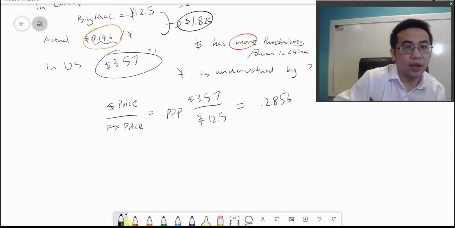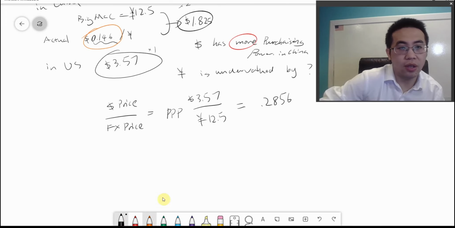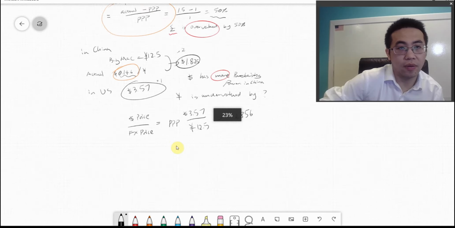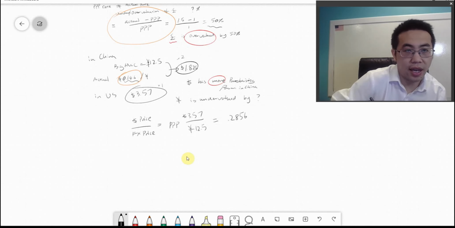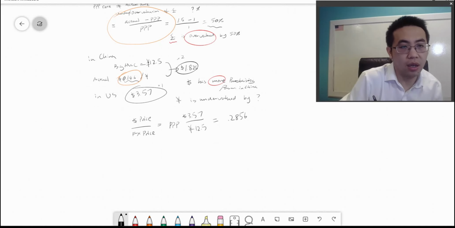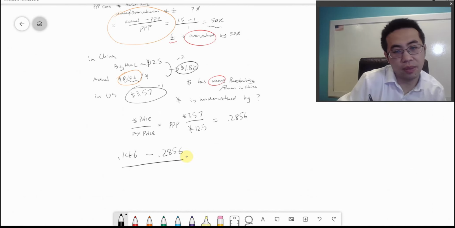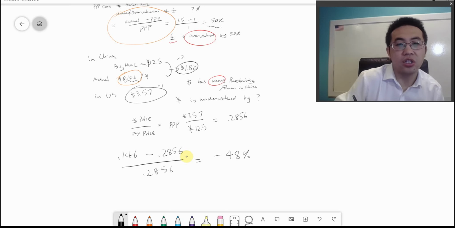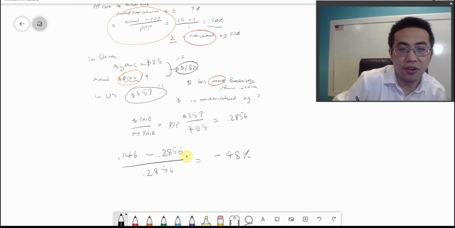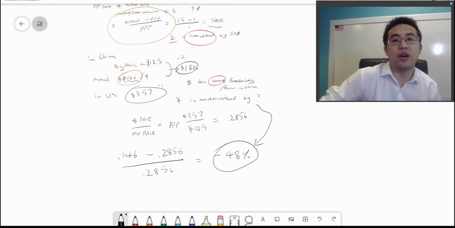Then when I utilize the formula, I use the actual rate, which is 0.146, minus 0.2856, which is the PPP rate, and this would be negative 48%. So the Chinese yuan is undervalued by 48%.